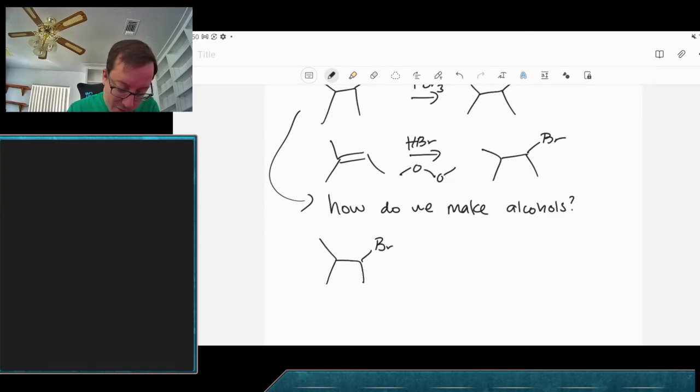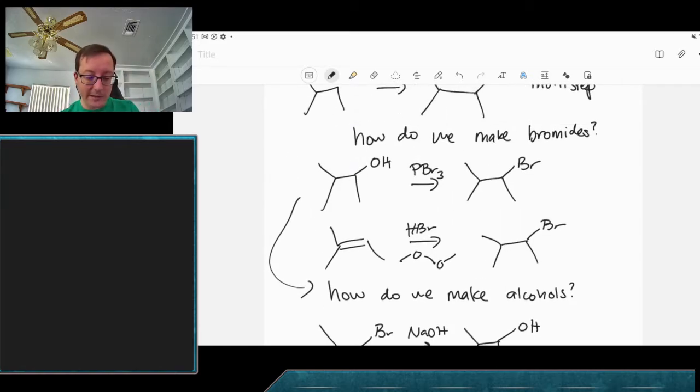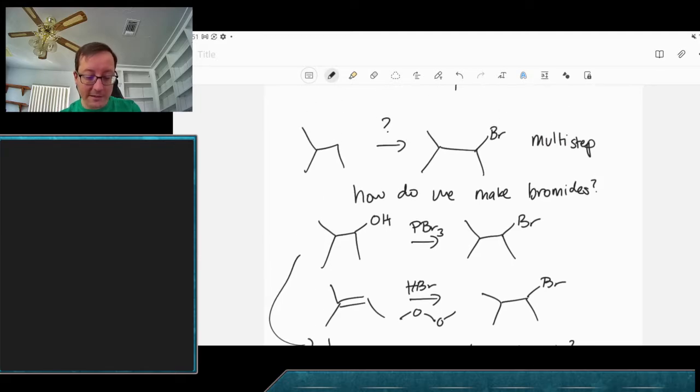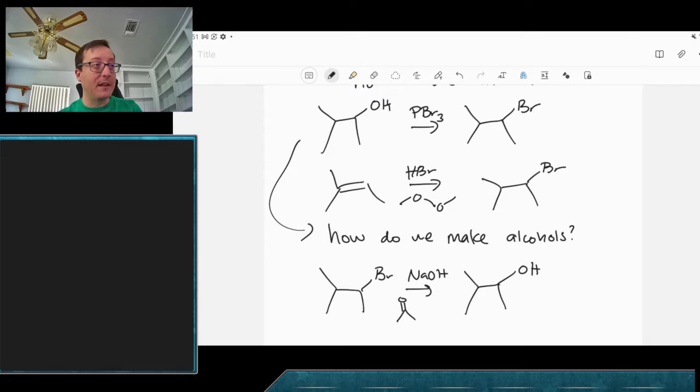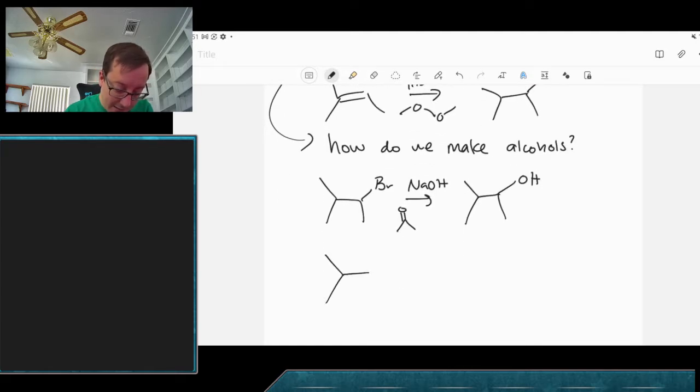We can take a bromide and treat it with NaOH in acetone or something, and do an SN2. Of course, this is ridiculous, because if our intended product has the bromine there already, it's nonsense to take that product, treat it with NaOH, and then treat it with PBr3. It's like we're going in circles. Not efficient. We can make alcohols from alkenes.